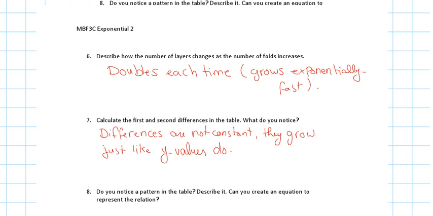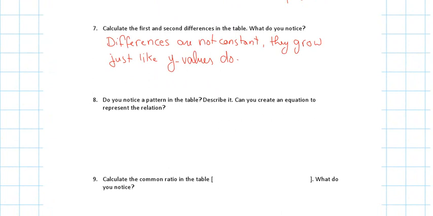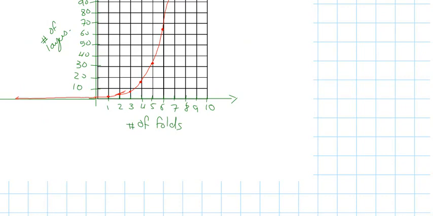Do you notice a pattern in the table? Describe it. Can you create an equation to represent the relation? What did we say about the number of layers? What was happening to them? They were doubling. So the pattern is that they were doubling. What was happening to the x values, the number of folds? The number of folds is going up by 1. The y value is doubling.